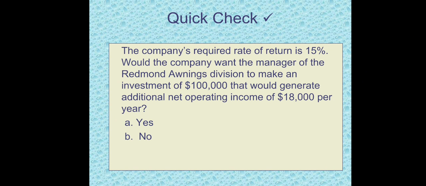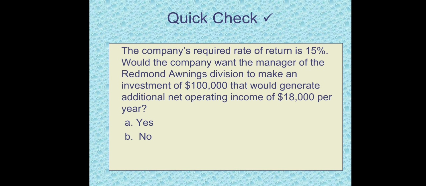Okay, let's see the next thing. The company's required rate of return is 15%. Does the company want the manager of the Redmond Earnings division to make an investment of $100,000 that will generate additional net operating income of $18,000 per year? Remember, the company has a required rate of return of 15%.